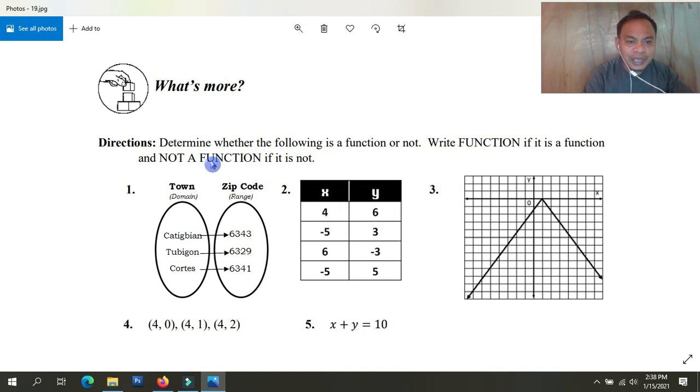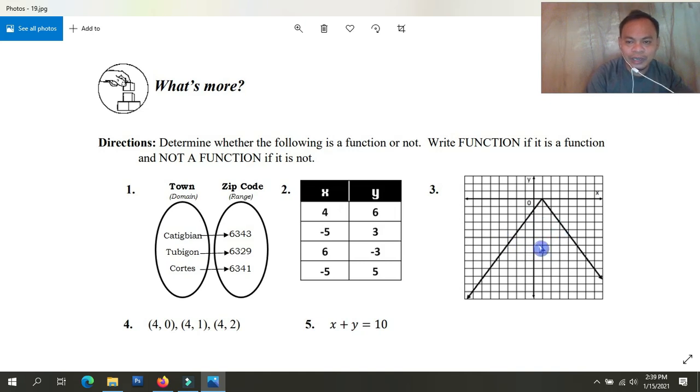So, we have here the exercise. Determine whether the following is a function or not. Write the function if it is a function and not a function if it is not. So for number 1, function or not. So this is a function. Diba? 1-to-1 relationship. Okay. For number 2, this is not a function kasi ito, yung domain natin, negative 5. Diba? Match ng dalawang value ng y sa ating range, 3 and positive 5. Okay. So then, try to answer number 4 and number 5 and also number 3.